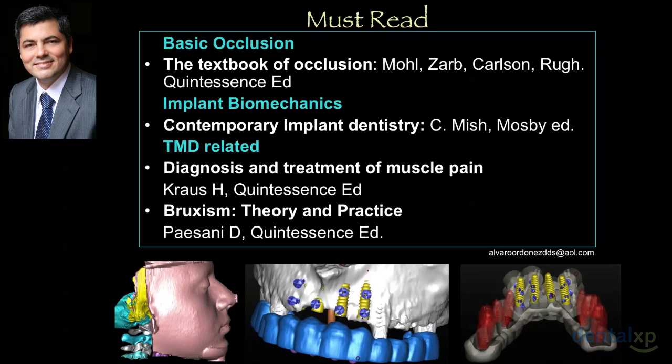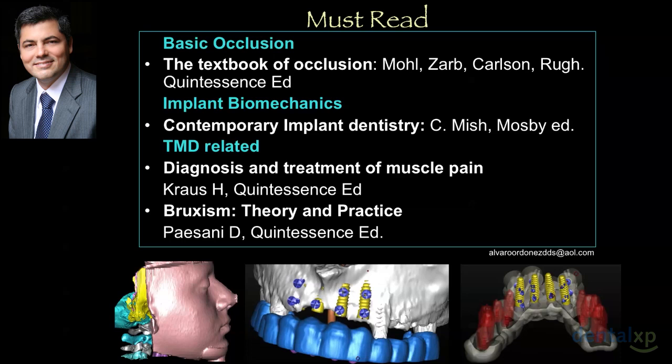Our recommendation for today would be that we look at the textbook of occlusion of Dr. Mohl, Zarb, Carlsson, and Rugh, which is a classic, but it's still an excellent book with the basic information up to date that we need on occlusal concepts. Also for implant biomechanics, the book to read is Contemporary Implant Dentistry of Dr. Misch.